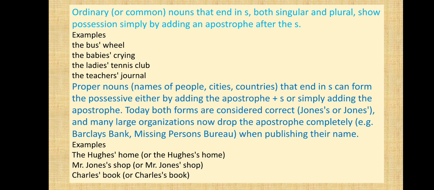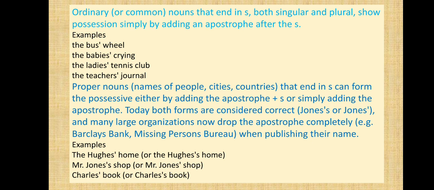So the apostrophe is added. See, babies, this is plural, but ends in S. The apostrophe is there. Then lady and ladies. This is also plural. The ladies' tennis club. So ladies is also plural. The apostrophe is added. That means when ordinary or common nouns end in S, you have to add an apostrophe. Teacher and teachers. Okay, so teachers is plural. Common noun also, any teacher it can be. So the teacher's journal.